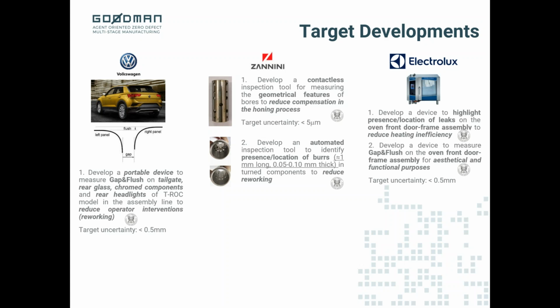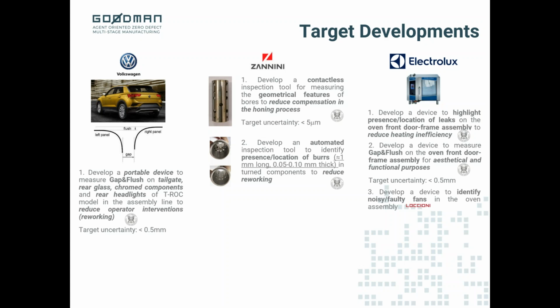The Electrolux use case was addressing two different issues. The first one was related to the development of a device to highlight the presence and location of leaks on the oven front door assembly to reduce heating inefficiency, and to measure the gap and flash on the oven front door frame assembly for aesthetical and functional purposes. In this case, also the target uncertainty is less than 0.5 millimeters.